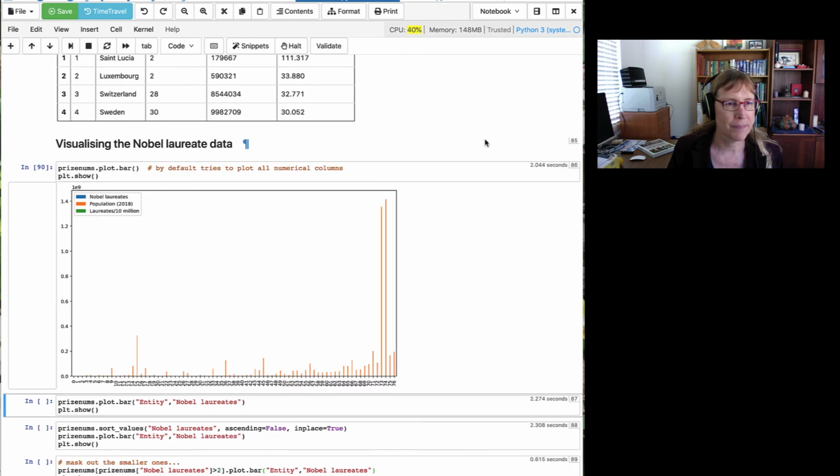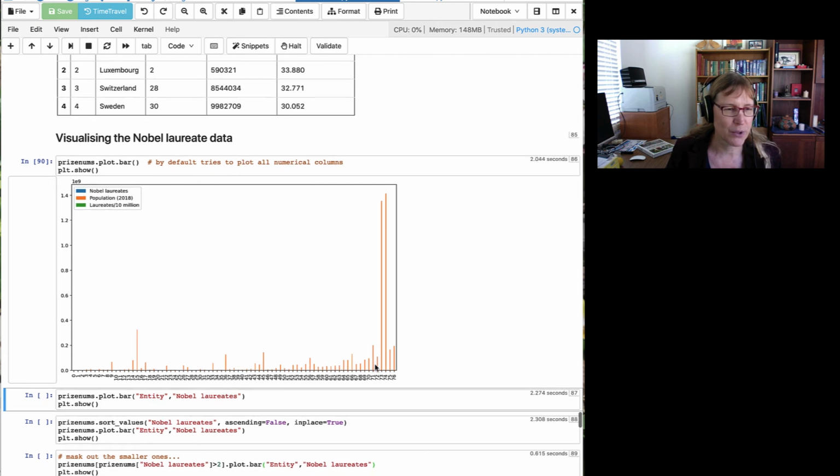Okay, so as I said here, it tries by default to plot all the numerical columns, and there's a number of methods in Pandas that do that. If you call it, it'll just try and do all of the numerical columns if you don't specify. This doesn't produce a particularly good plot for us because firstly, obviously the scale of population is much larger than the scale of the Nobel laureates, or the laureates per 10 million, so that dominates the plot. And secondly, we don't know how these relate to the countries, so this doesn't really tell us very much.